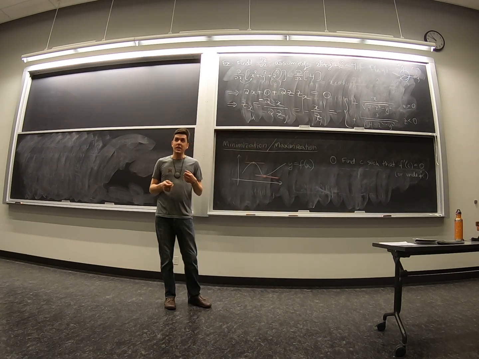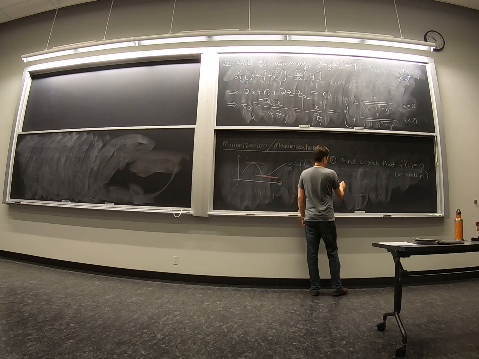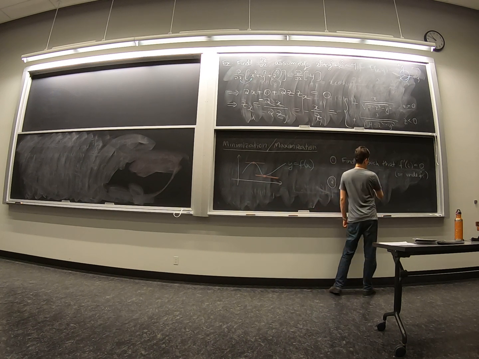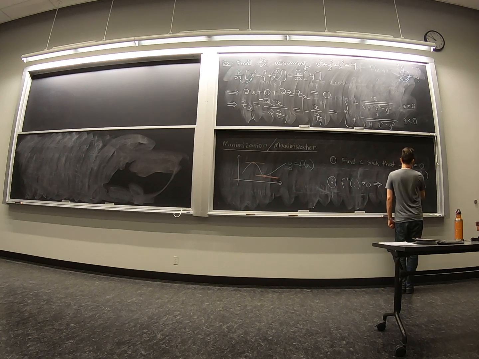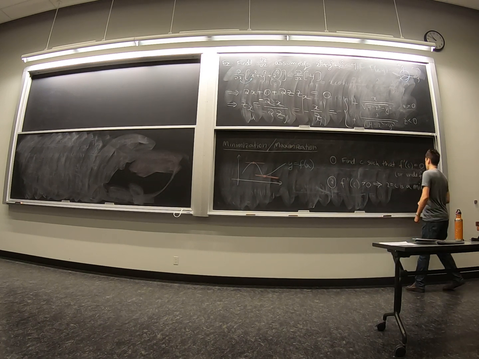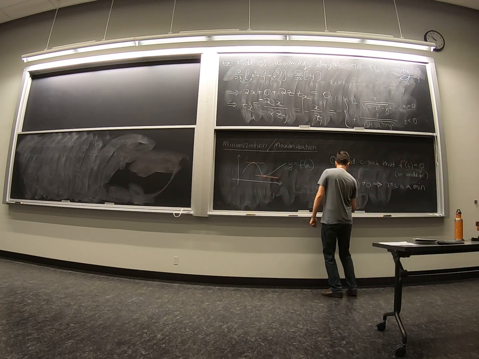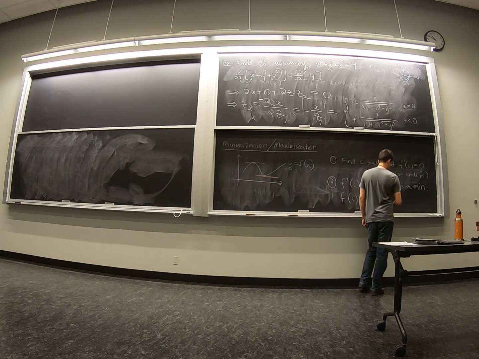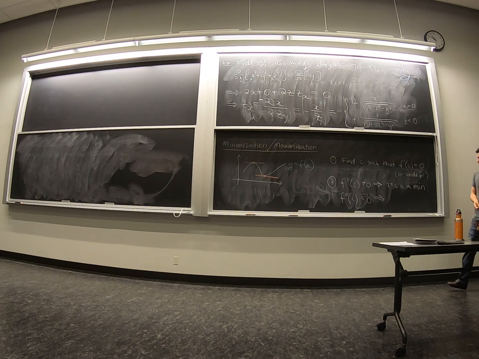One way to do that is the second derivative test. Right? If the second derivative is positive, then we're a min. If it's less than 0, then we're a max.